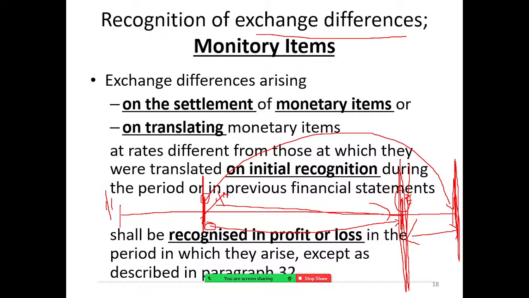So now we look at the exchange differences arising on settlement of monetary items or on translating. Here, first one, this is translation. The transaction occurs here, and it will be translated to this figure. Transaction to translation. And this one is settlement. This is also a transaction, right?